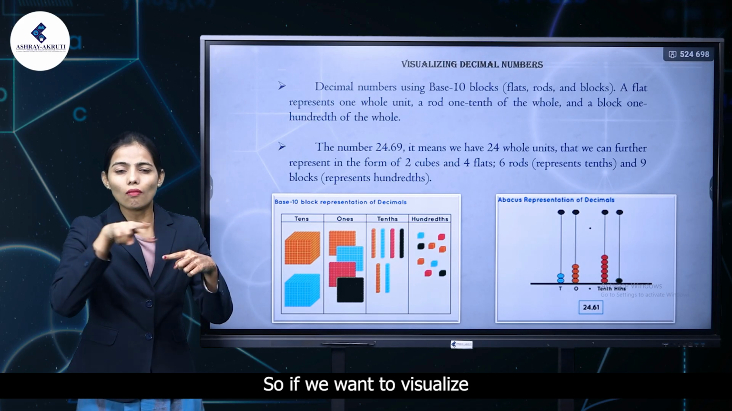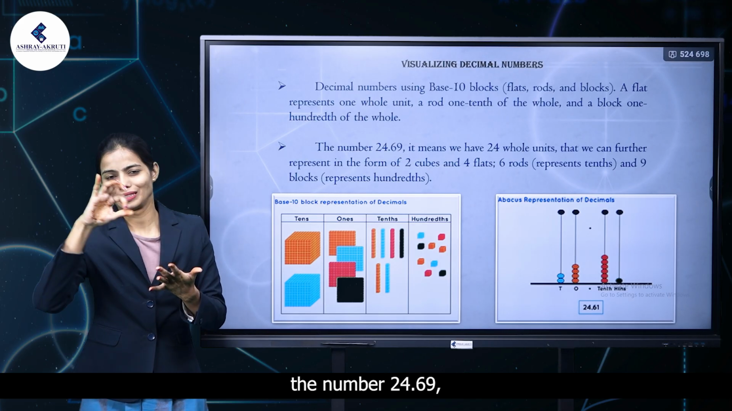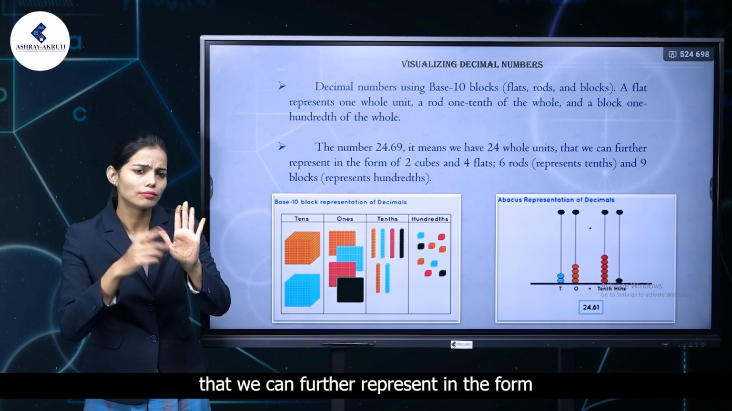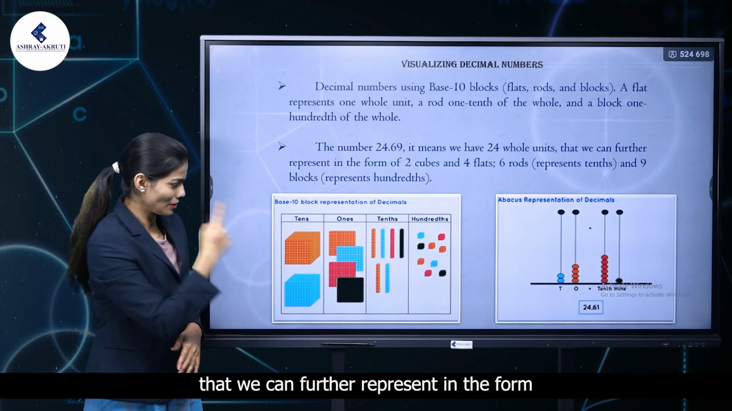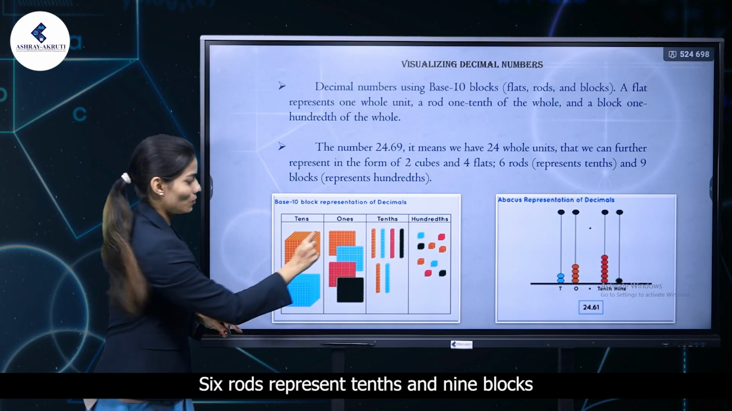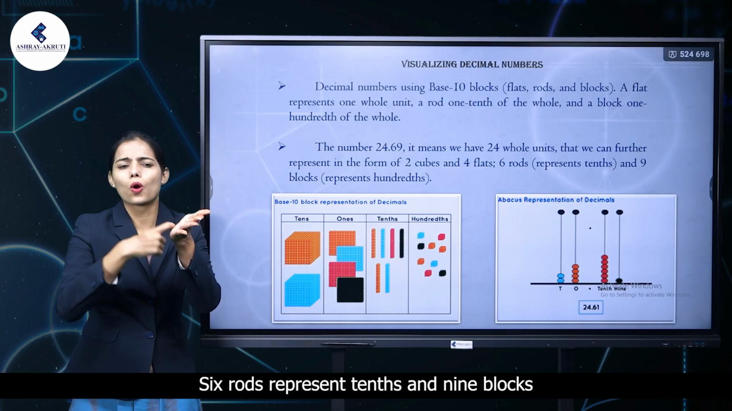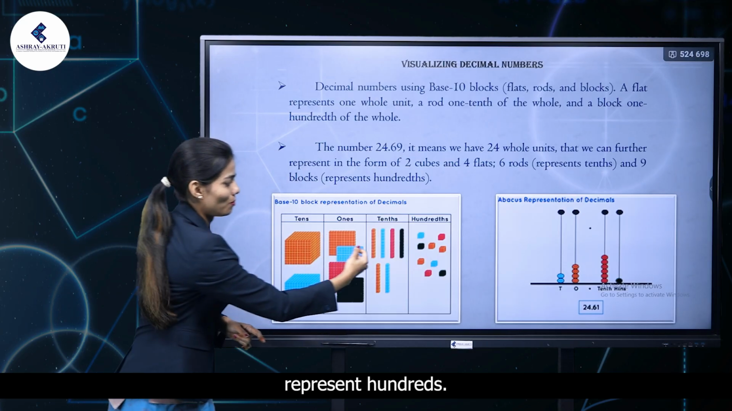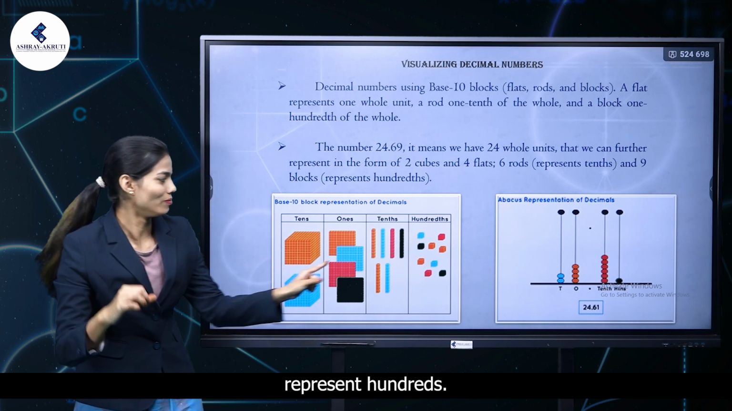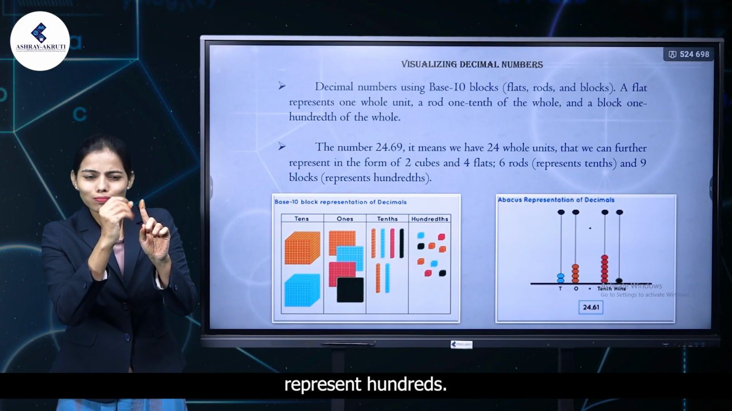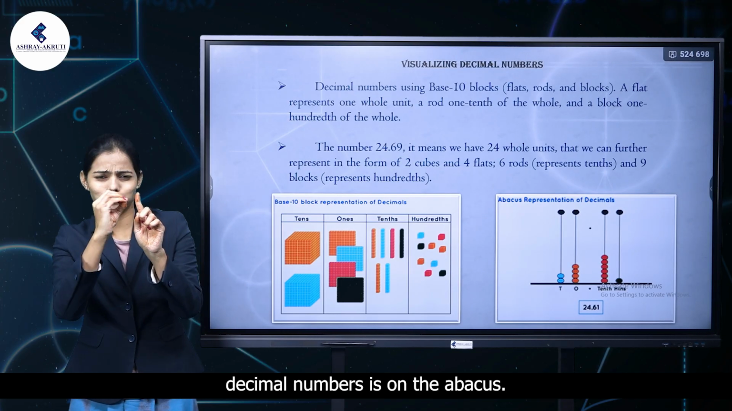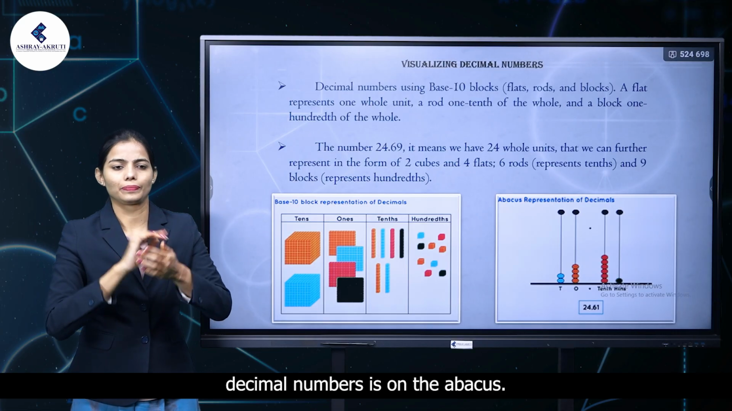So, if we want to visualize the number 24.69, it means we have 24 whole units that we can further represent in the form of 2 cubes and 4 flats, 6 rods represent tenths, and 9 blocks represent hundredths. Another way of representing decimal numbers is on the abacus.